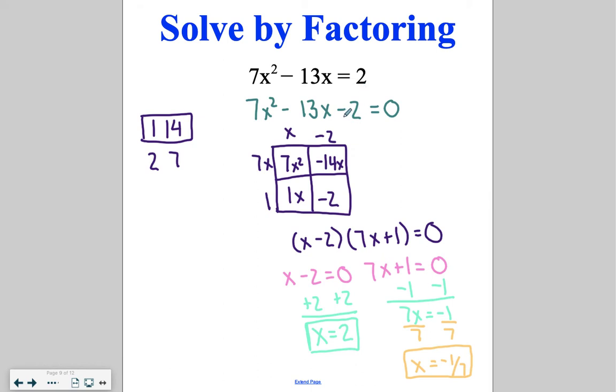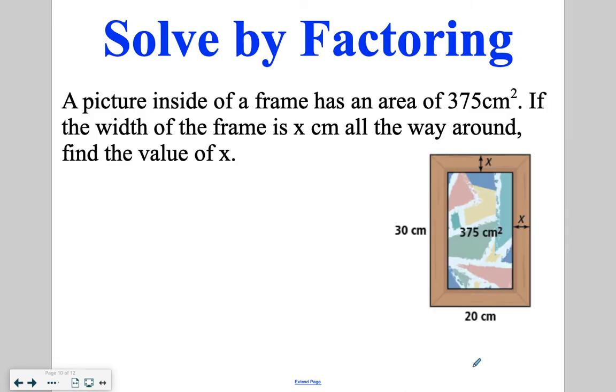So subtracting 2 to get it set equal to 0, multiplying 2 and 7 to get 14. Your factors are going to be 1 and negative 14. Plug those in, factor it out. You end up with an answer of 2 and negative 1/7. Last thing we're going to do is go through a word problem.